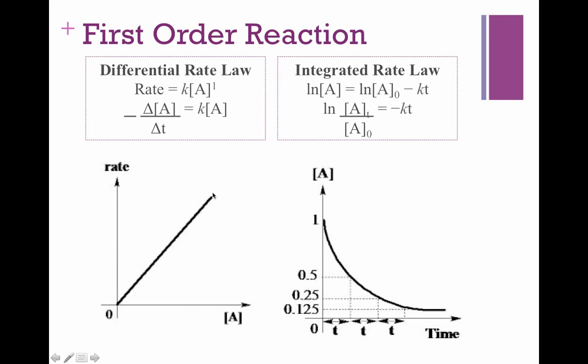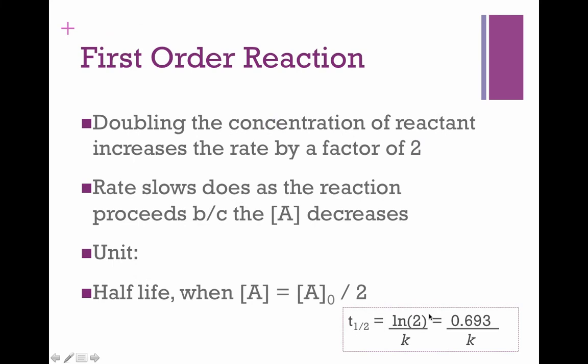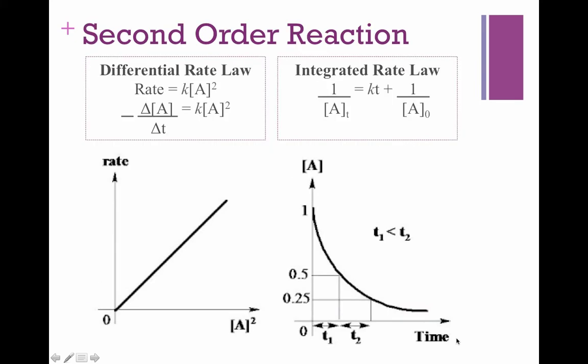For first order, again, notice the x and y axes. For differential, it's going to be an upward line. For integrated, it's going to be a downward exponential slope. So if you double the concentration, the rate will increase by the same factor. If you double it, the rate is doubled, and so forth. The rate slows down as the reaction proceeds because the concentration of the reactant decreases. And here you can see the half-life equation.